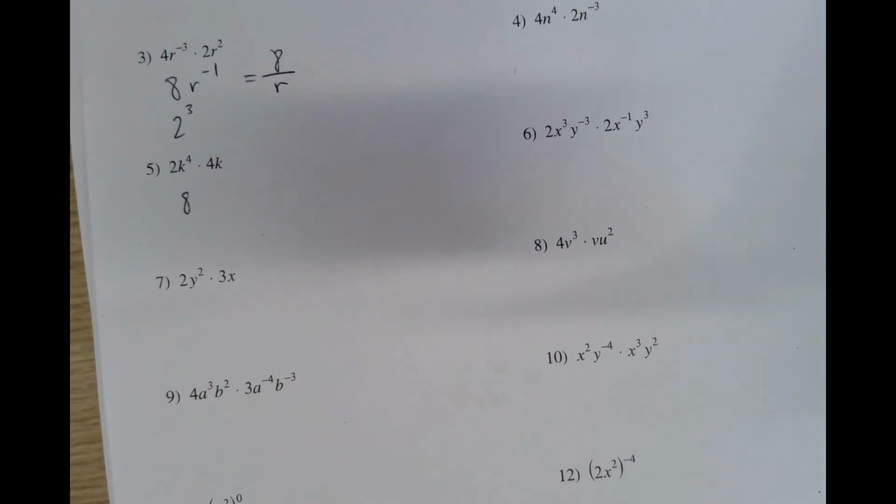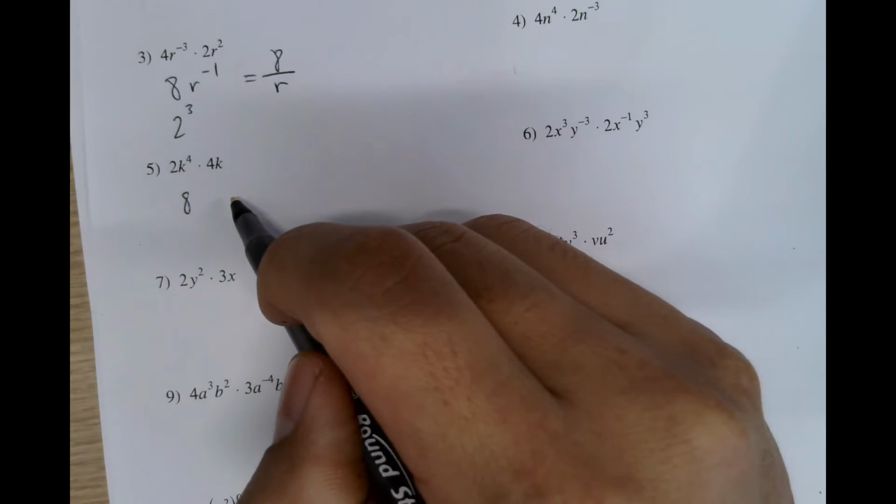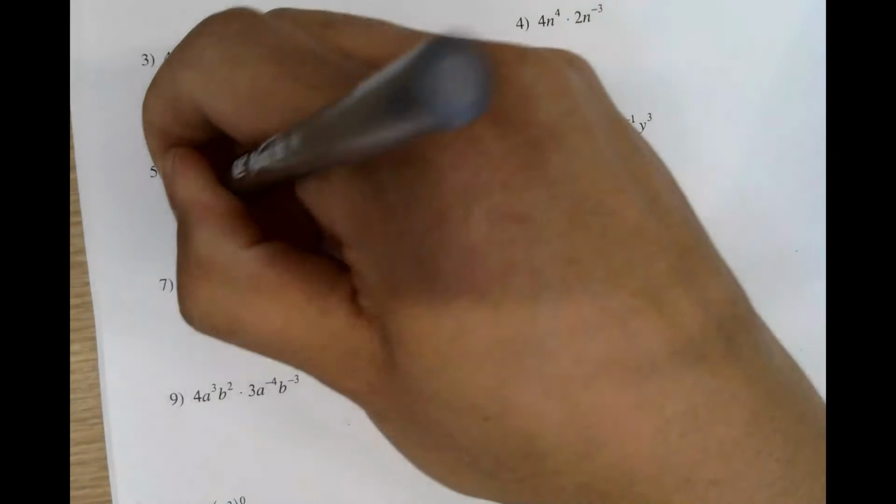The next thing you would focus on is the variables. So you have k to the 4th power times k, which is k times k times k times k times k, which is k to the 5th power, right? K to the 5th power.